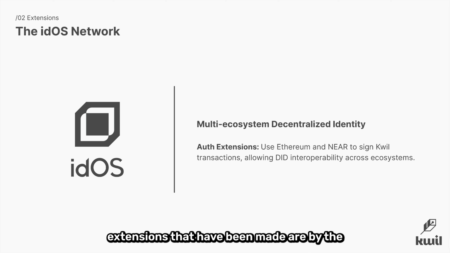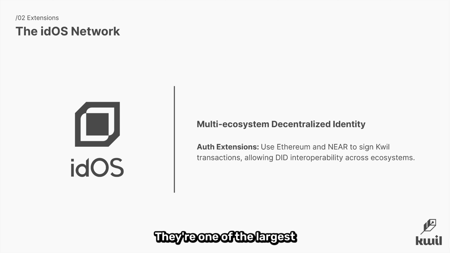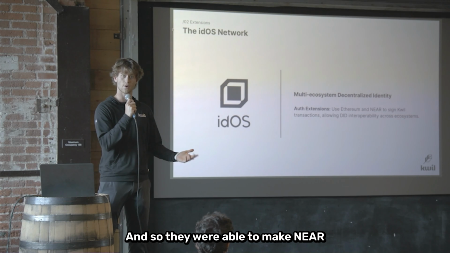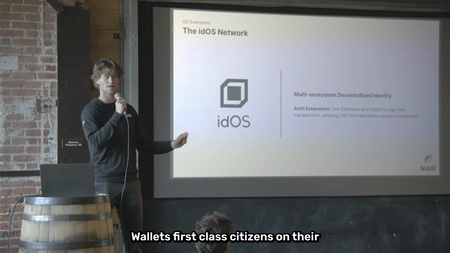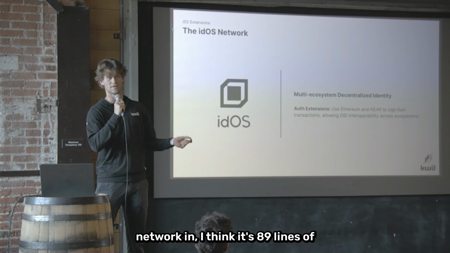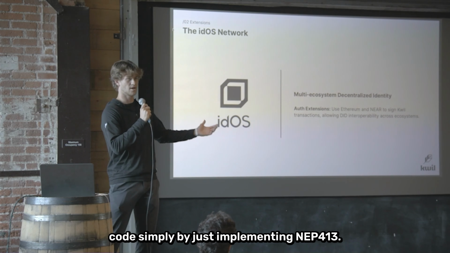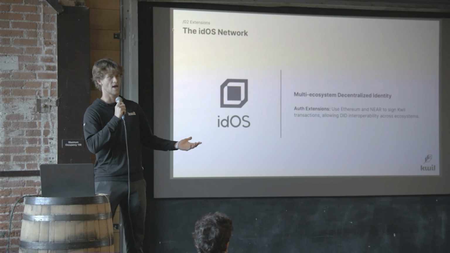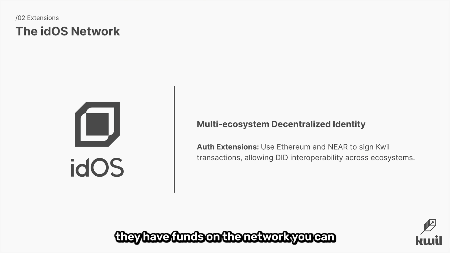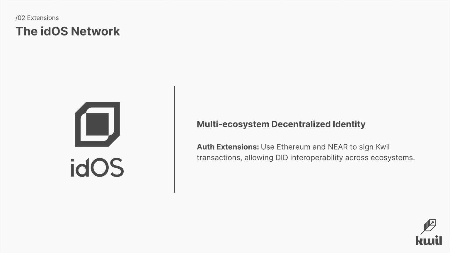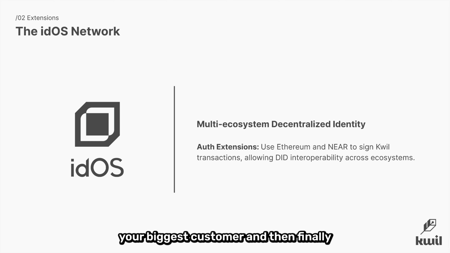Another example of some pretty cool extensions that have been made are by the IDOS team, which is made by Fractal ID. They're one of the largest KYC providers in the space. But one of their largest clients is Near Protocol. And so they were able to make Near wallets first-class citizens on their network in, I think it's 89 lines of code, simply by just implementing NEP 413. And now they can have credentials, they have funds on the network, you can transfer between the different accounts. They're fully supported first-class citizens. Obviously very important if Near is your biggest customer.